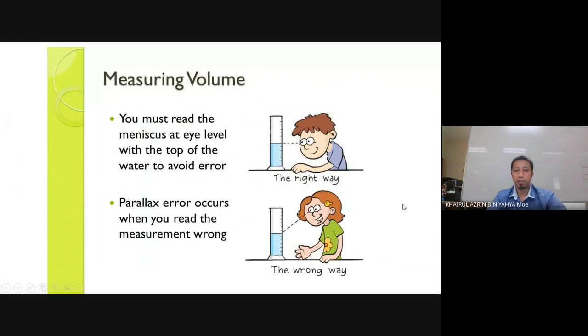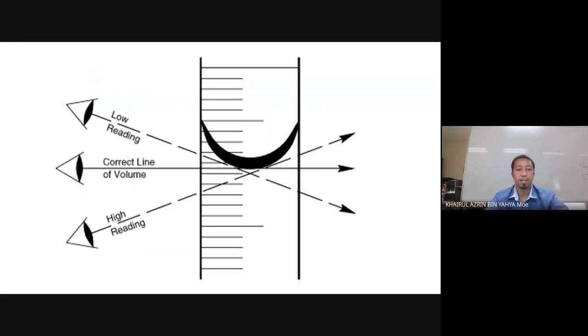Okay, so measuring volume, this is the right way. Let me draw here. This is the right way, and then this is the wrong way to do. Same goes here. We have a meniscus here. This one we call meniscus. So the correct line of the eye is this one.